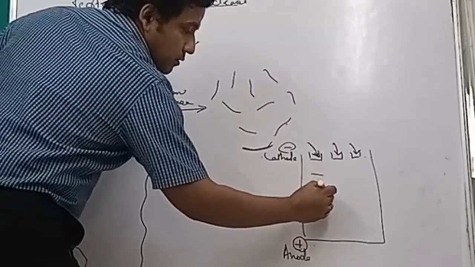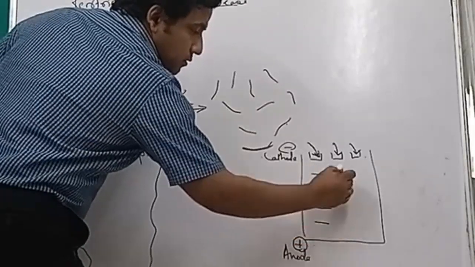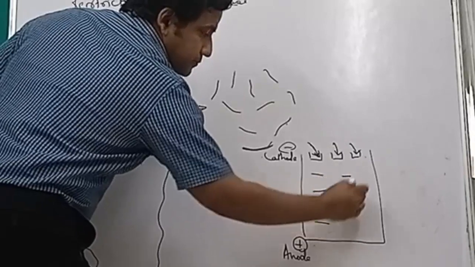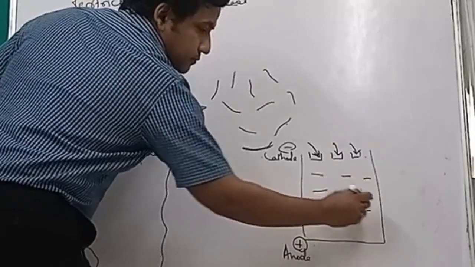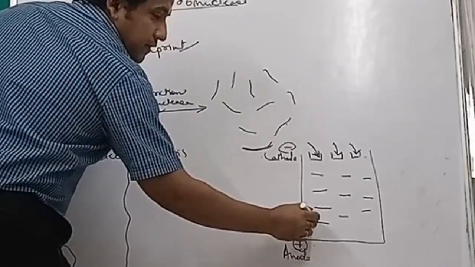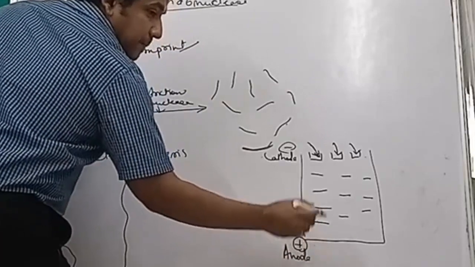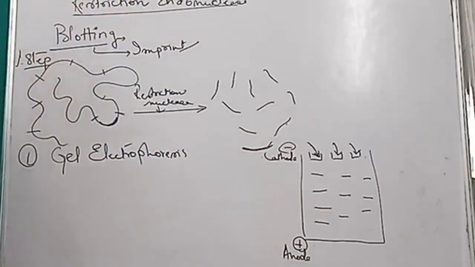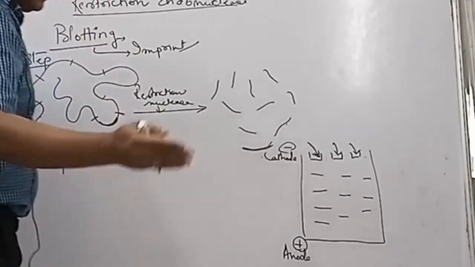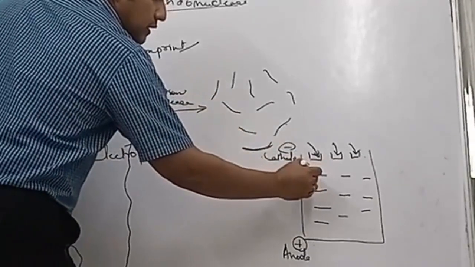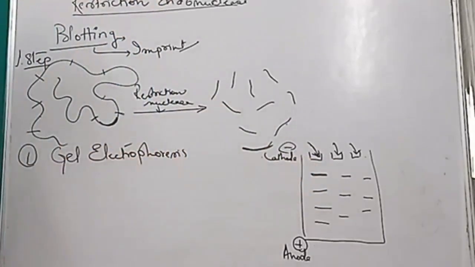Suppose this is the migration. Now, this is the furthest moving fragment, which depends upon the size. The smaller the size, the more distance it will cover, and the longer the length, the less distance it will cover. That particular knowledge we have.